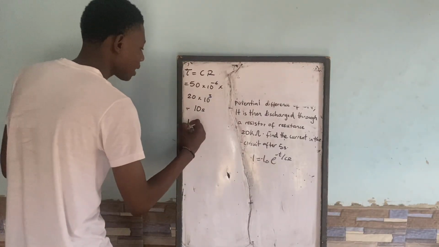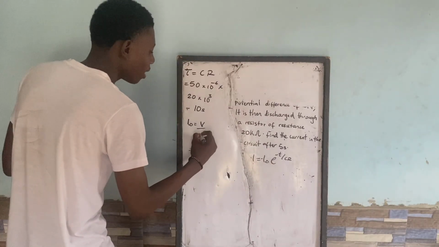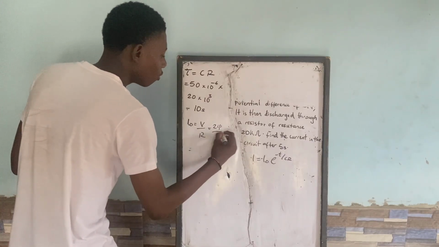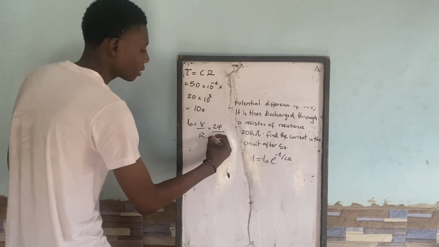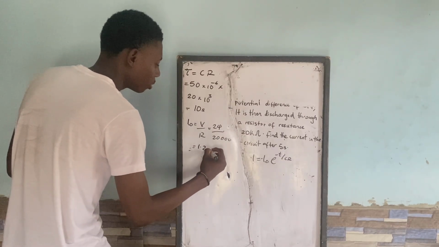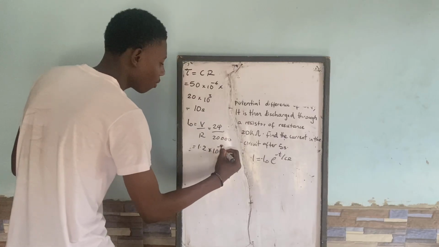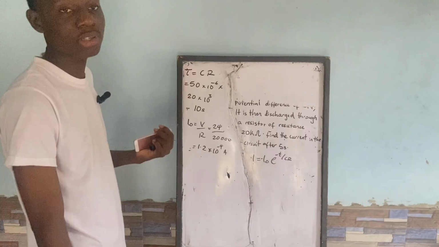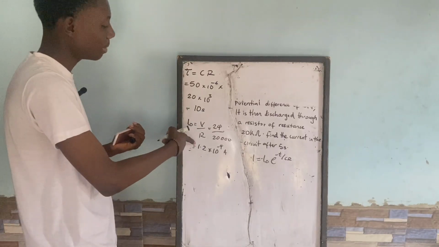So to get our I naught, it is equal to V over R, and our voltage they gave us was 24, but the resistance is 20 kilo ohms. That's 20,000. So we would have 1.2 times 10 raised to power minus 4 ampere. Yes, so 1.2 times 10 raised to power minus 4 ampere. So this is our initial current.